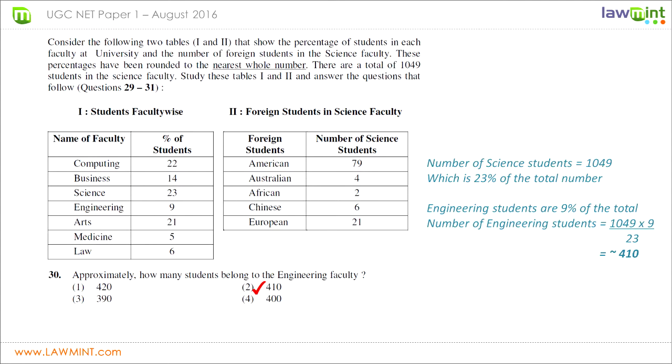In question number 30, we are asked approximately how many students belong to the engineering faculty. Now we know that the number of science students is 1049, which represents 23% of the total number of students in the college. Therefore, we have to calculate what is the strength of the engineering students from among the total. Therefore, if we use the logic that if 1049 is 23%, what would be 9%? So we just do the cross multiplication and we get the number, which is approximately 410 students. So the answer choice here is option 2.